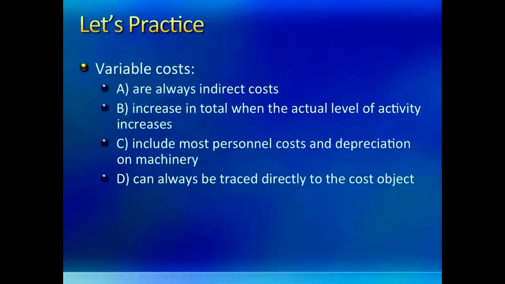If you go down the options on variable cost, you will notice that option B seems to fit the best. That is, variable cost increases in total when the actual level of activity increases. All other options, let us see. Option A is incorrect. We have not used direct or indirect in defining variable cost at all. Option C is clearly out of the question because depreciation is not a variable cost, it is a fixed cost.